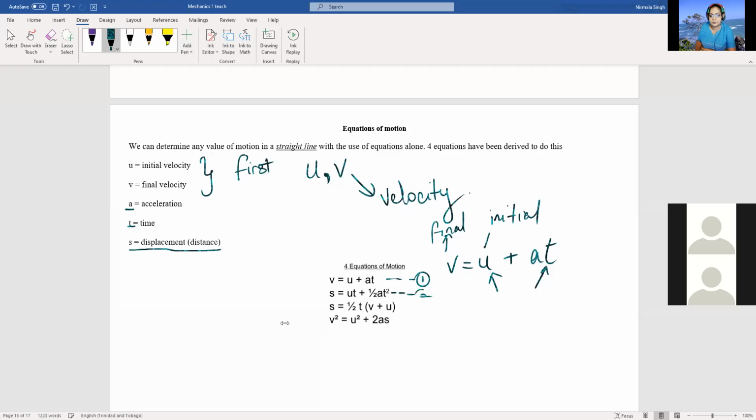Equation 2, we have distance or displacement s is equal to initial velocity multiplied by time plus a half multiplied by acceleration multiplied by t squared. It's only this t that is getting squared. You're not squaring the whole term. Equation 3, also to work out distance, is s equals half t multiplied by u plus v.